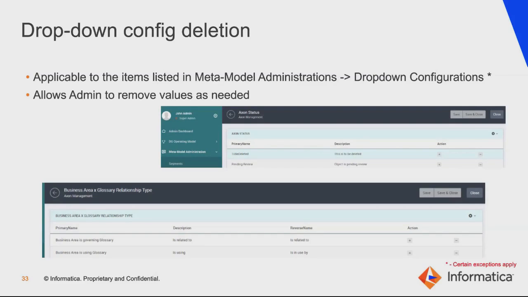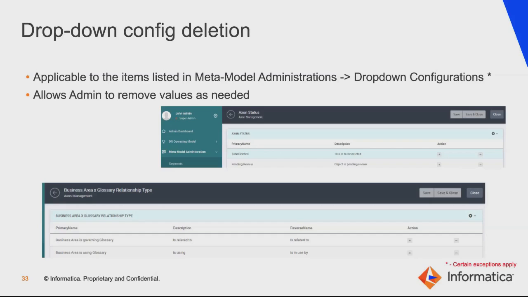So, for example, if you're trying to delete one of the items, say from the lifecycle statuses, and that is still being used somewhere, we will give you appropriate warnings and errors to ensure you remove it or don't use it before you go ahead and delete it.